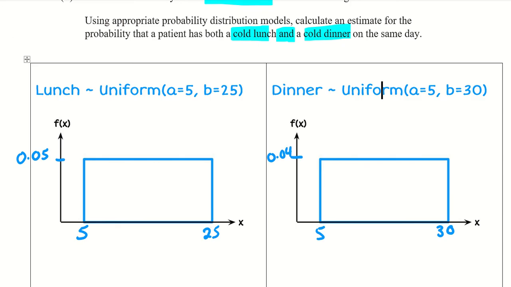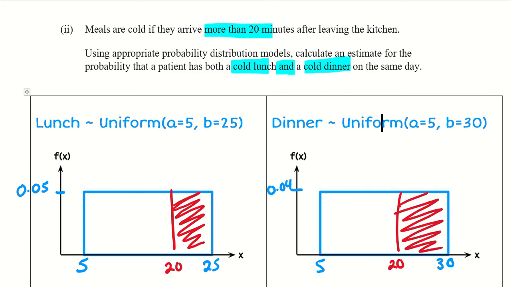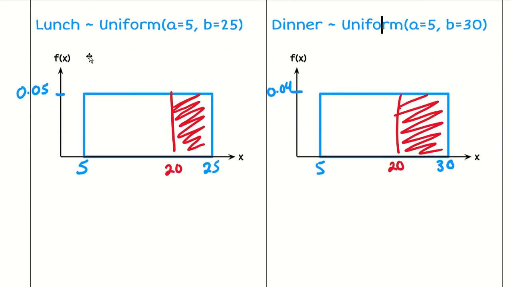Okay, so we were told they're cold if they're more than 20 minutes after. So I'm going to draw myself a line at 20 minutes, and more than 20 minutes I want to shade. And equally for dinner, draw a line at 20 minutes and shade in more than 20 minutes. So we need to find these probabilities. And once I find those, I'm going to come back to this probability of "and", where "and", remember, means times for probability. So let's find these probabilities first.